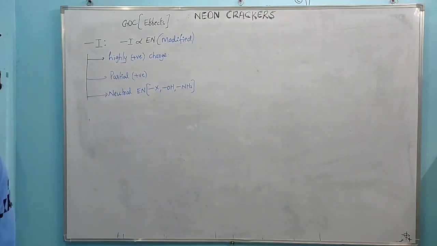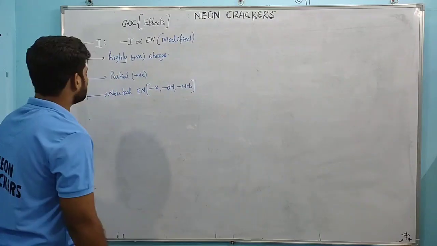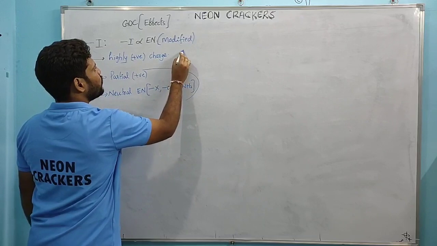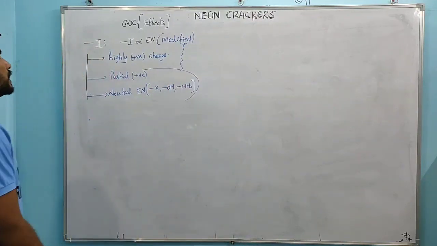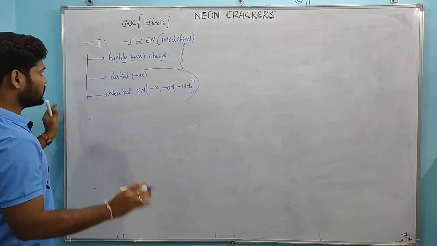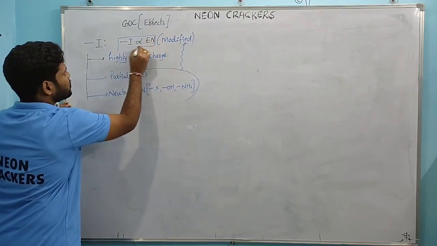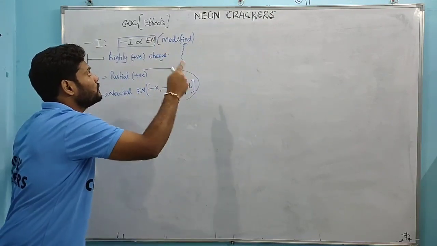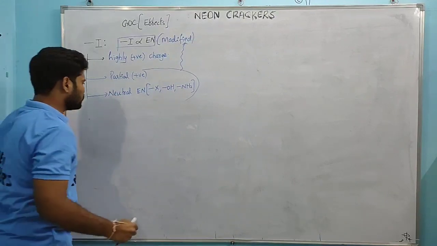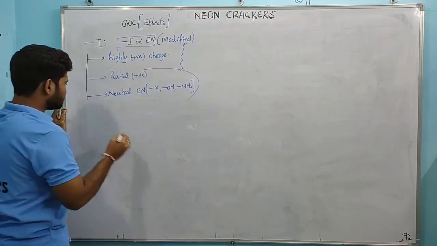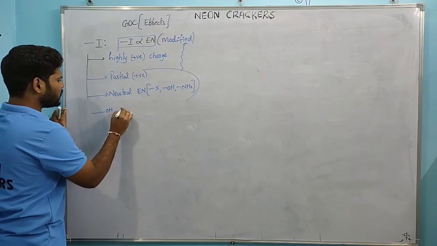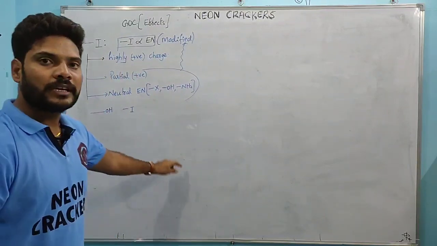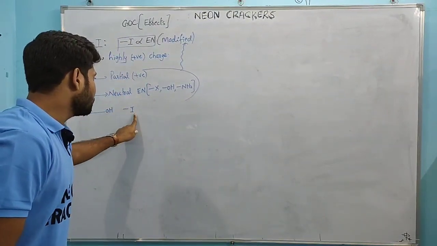Okay, now this is the order actually: highly positive, next partial positive, next neutral. So here the application is applying modified electronegativity in these conditions. Let's see one example. Minus I is directly proportional to electronegativity, particularly modified electronegativity. If we take OH and iodo, of course in the elemental condition, oxygen is more electronegative than iodine.